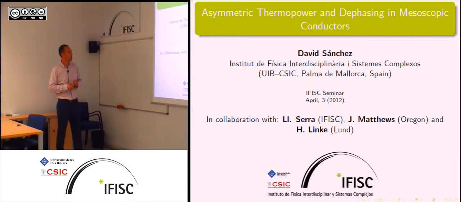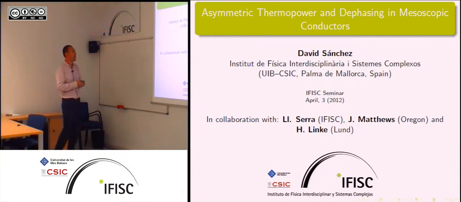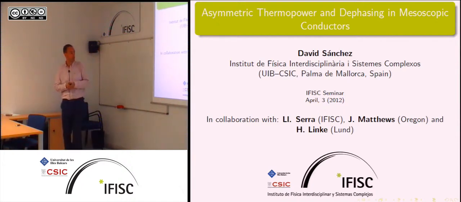One of these two works is purely theoretical, so it's just a prediction, what we have done in mesoscopic conductors regarding asymmetry in thermopower. This has been done in collaboration with Lorenz, as you know. The other one is a collaboration with an experimental group, the head of which is Heine Licke from the University of Lund in Sweden. But all measurements and analysis have been performed by Jason Matthews from the University of Oregon. He already got his PhD just a few months ago.